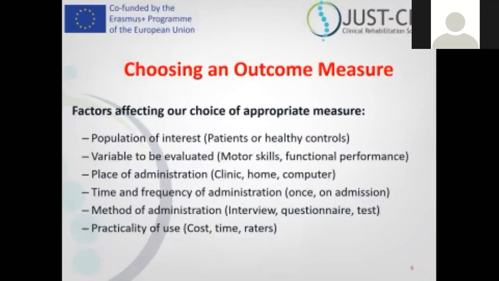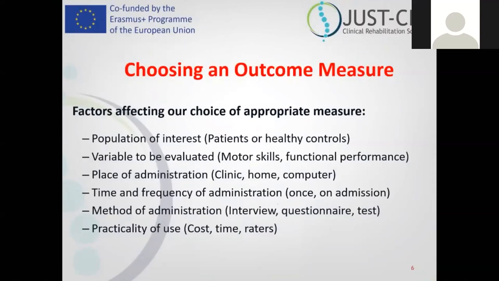The variable to be assessed or evaluated is also important. So for example, if I'm interested in assessing cognitive function or motor skills, I would choose an outcome measure that assesses the exact skill or health outcome I'm interested in evaluating. The place of administration is another factor that we must consider. For example, if I'm a clinician who works in a hospital or in a clinic, I must select an appropriate health outcome to be used in my setting.